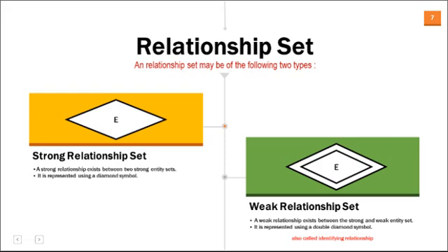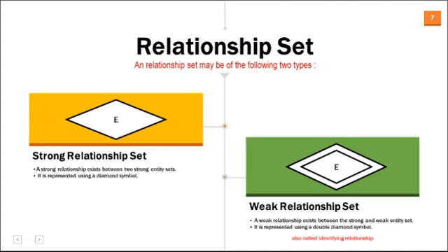Next one is relationship set. Here we have two kinds of relationship, that is strong relationship set and weak relationship set. First we will discuss strong relationship set. A strong relationship exists between two strong entity sets. If my entities are strong, then my relationship will be strong. And how can I make my entity strong? By using an attribute that uniquely identifies my tuple. So, if the relationship is between two strong entity sets, then my relationship is strong.